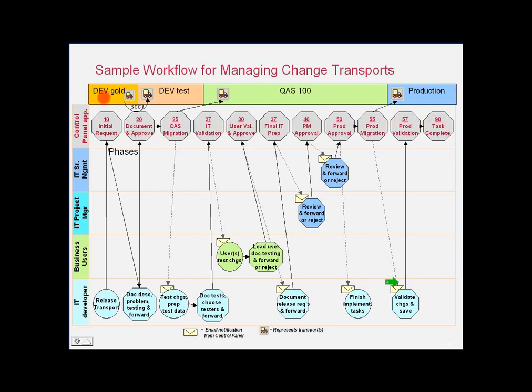And you can see here how they would move a transport across the landscape. So phase 25 goes from development to QA, and then 55 goes in from QA, it takes it to production. Automated emails are sent to notify each next person who owns the task that the task is now ready for them to take over, whether it's documentation or testing. And then each octagonal shape here represents a checkpoint within Control Panel where they need to document what they're doing and what their approval is.